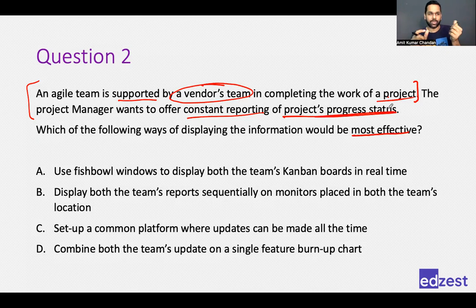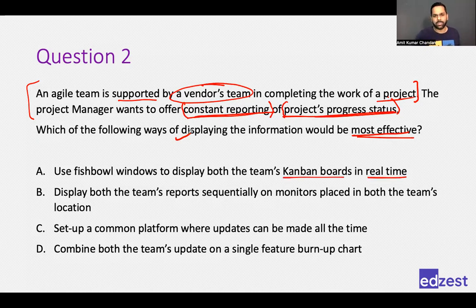First question, we try to validate whether there's a problem or not. Here we are trying to understand the problem statement. What is it that the project manager is trying to achieve? Project manager wants to offer a constant reporting of project's progress status. Right? So now, which of the following ways of displaying the information would be most effective? So what would you choose to display the information? Let's see. Use fishbowl windows to display both the team's Kanban boards in real time.